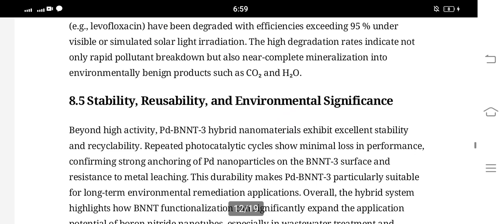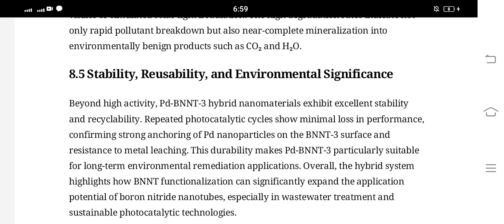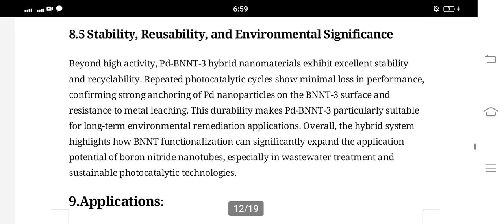Next, the fifth subheading is stability, reuse, and environmental significance. Beyond the high activity, palladium deposited on boron nitride nanotube 3 hybrid nanomaterials exhibits excellent stability and reusability. Multiple photocatalytic cycles show minimal performance loss, indicating strong anchoring of palladium nanoparticles and resistance to metal leaching.